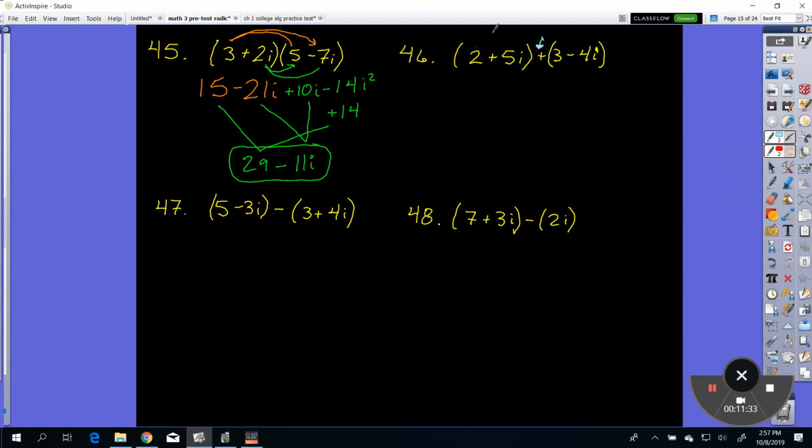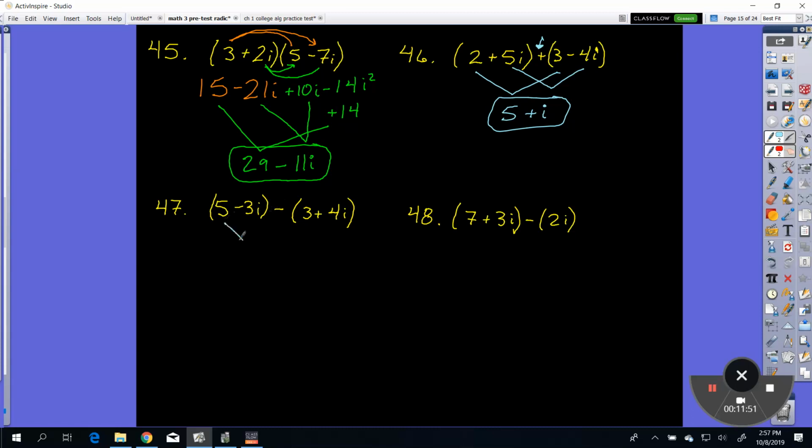46, same thing, except this is a plus. So we don't have to distribute because it's a plus. We're just going to add like terms. So 2 plus 3 is 5. 5i plus a negative 4i makes just plus i.